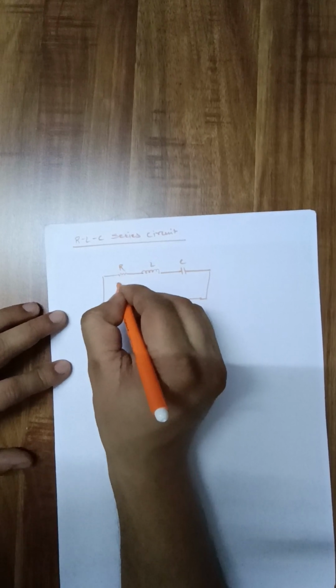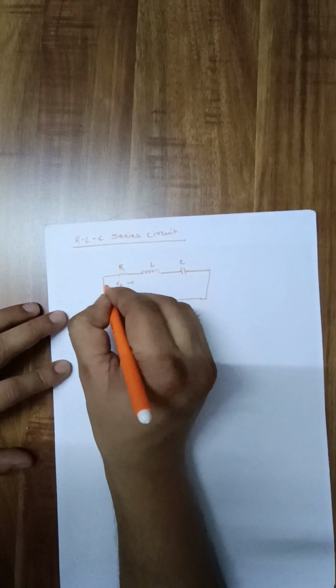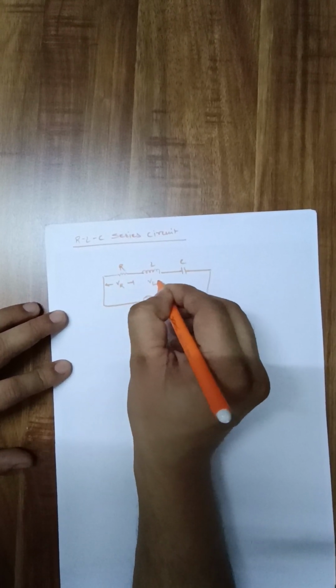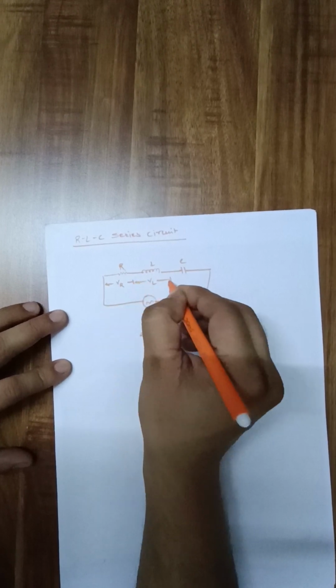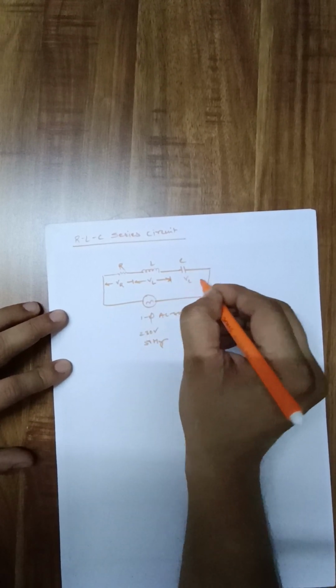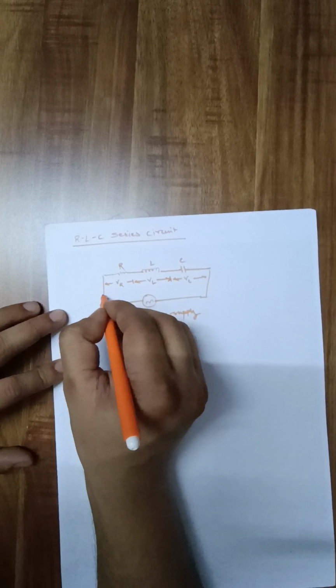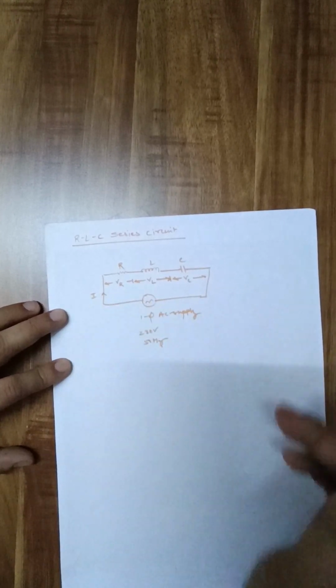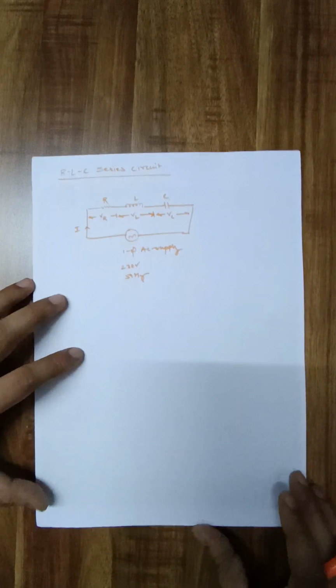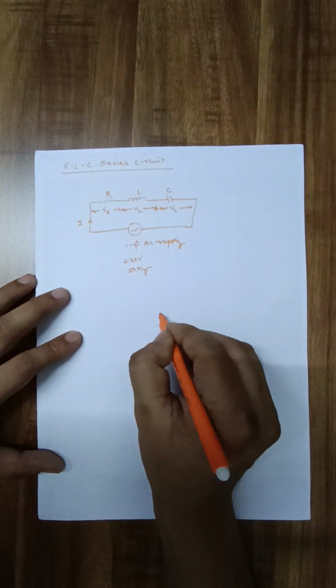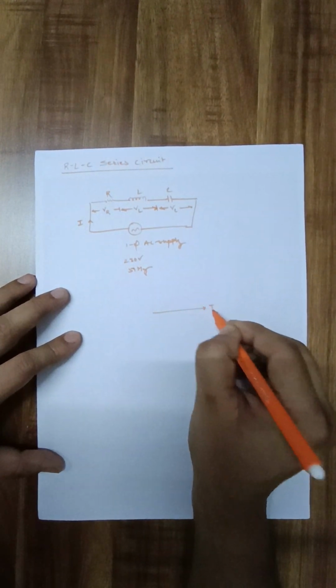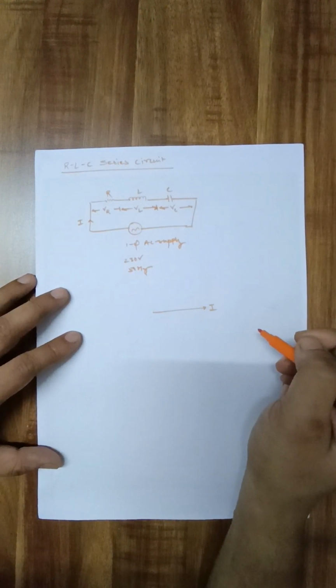So voltage across R will be VR, voltage across L will be VL, and voltage across C will be VC. And all these three elements are connected in series, therefore current will remain same. So if I will draw the phasor diagram, let me take current as a reference phasor. Here I will be the reference phasor.